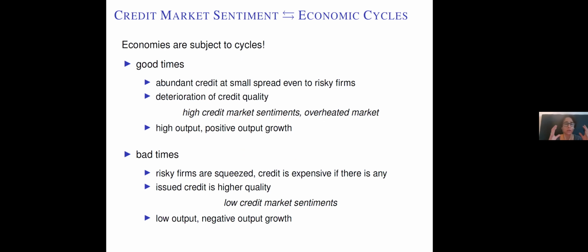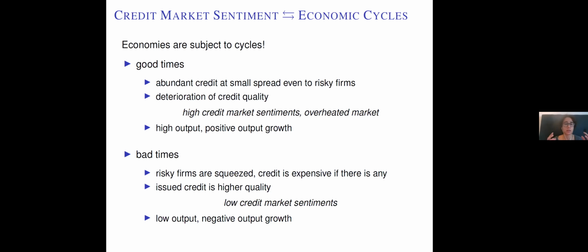The first kind of bulk is what we call good times. Good times is usually associated with abundant credit at small spreads, even to risky firms, as well as, unfortunately, deterioration of credit quality. This we are going to call high credit market sentiments, or we know them as overheated markets. Usually, this is accompanied by high output and positive output growth in the real economy.